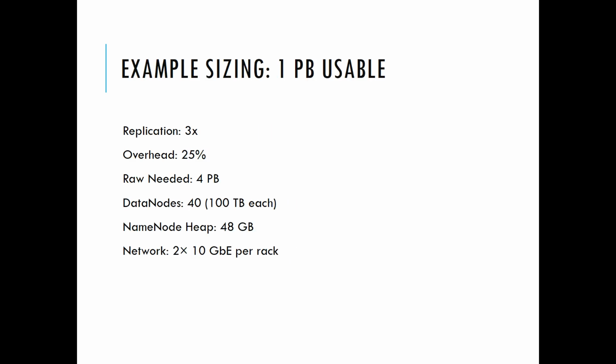Let's work a concrete example. You need 1 petabyte of usable space with triple replication and 25% overhead. The raw capacity required is roughly 4 petabytes. That translates to 40 data nodes, each holding 100 terabytes. The name node heap should be 48 gigabytes, and every rack gets 2 redundant 10 gig links.